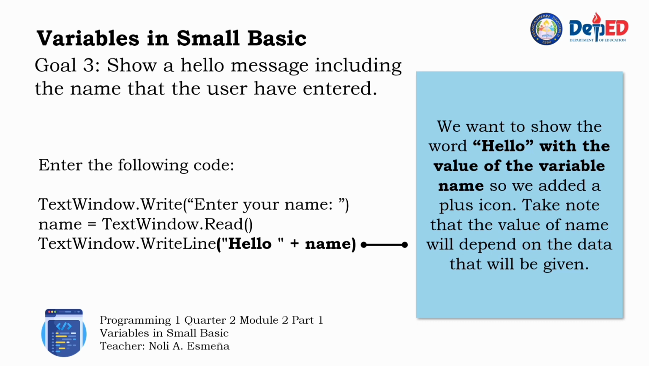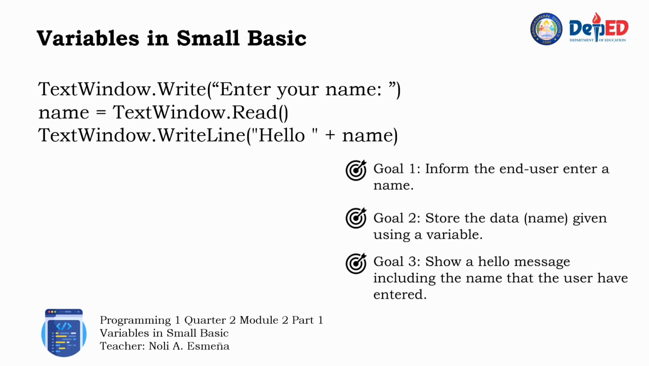We want to show the word hello with the value of the variable name, so we added a plus icon. Take note that the value of name will depend on the data that will be given by the user. After entering all the necessary codes, run the code in your Small Basic work environment or click the shortcut F5 and see for yourself that it has achieved our 3 major goals.